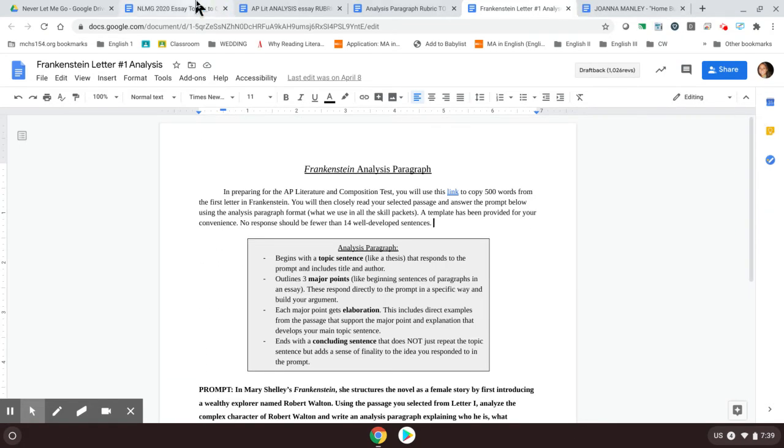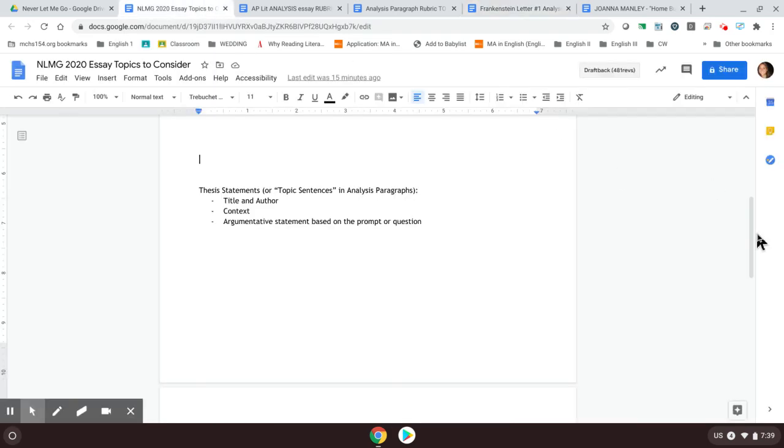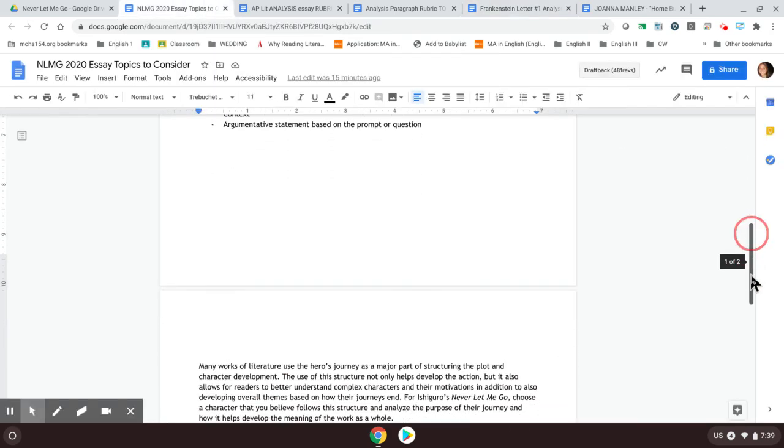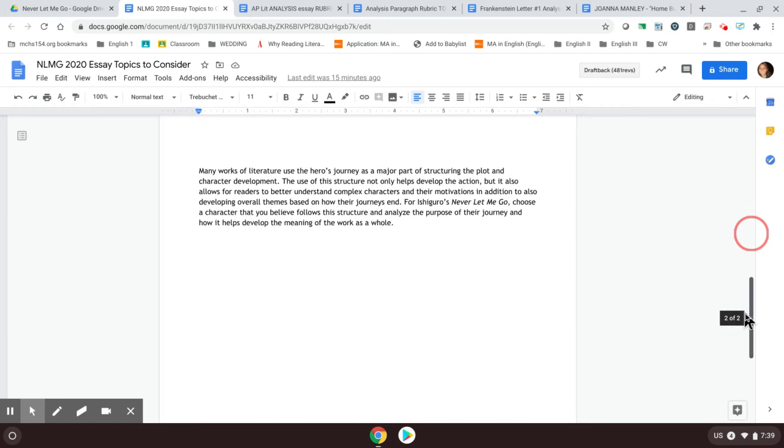So to make this make sense for you, let's look at an example of a prompt that I could specifically give you. I could give you something like this: Many works of literature use the hero's journey as a major part of structuring the plot and character development. So already you know if you choose this essay question, you're going to be writing about the hero's journey. Spoiler, this is not a question for tomorrow, but this is a possible essay topic if you ever choose to write your paper on this.